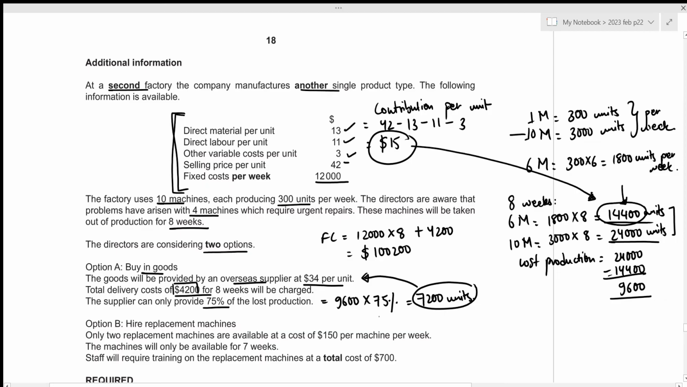Now, we need to figure out the similar contribution per unit, but for 7,200 units. Remember that contribution per unit is basically subtracting our cost associated with that product from the selling price. And in this case, the selling price is going to remain constant at 42, but the cost of this is 34 per unit because we're buying it, right? So that's minus 34. This results in the new contribution per unit to be 8. So we will apply this contribution per unit for 7,200 units and this contribution per unit for 14,400 units.